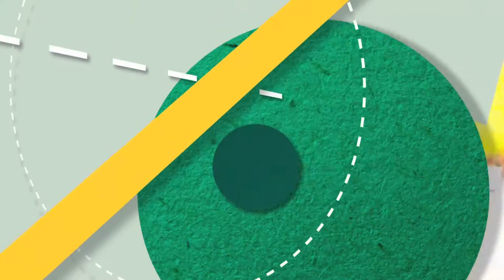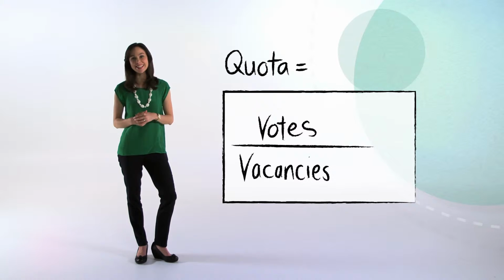In a referendum held in 1992, the people of the ACT voted to introduce a proportional representation system to elect the members of the ACT Legislative Assembly, the Hare-Clark system. Under the Hare-Clark system, to be elected, a candidate has to receive enough votes to reach a quota. A quota is calculated using this formula.